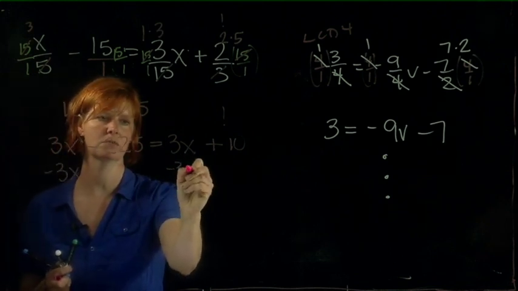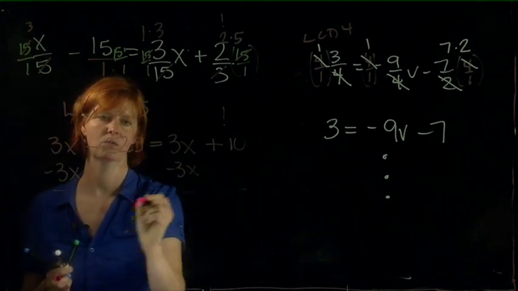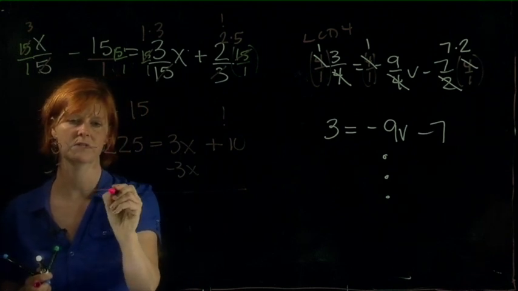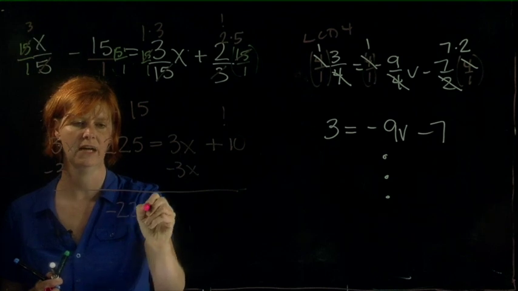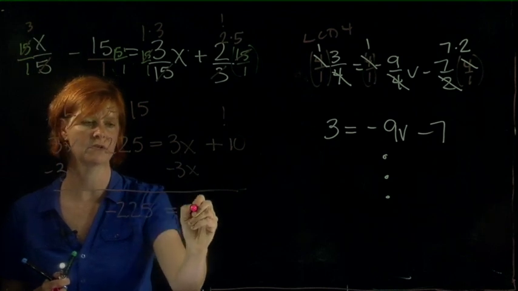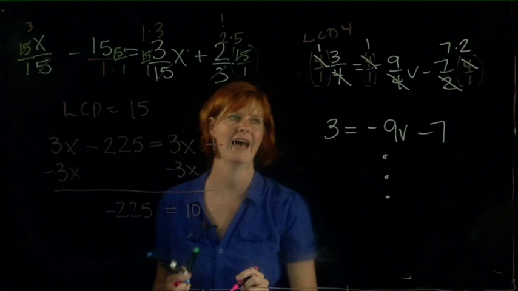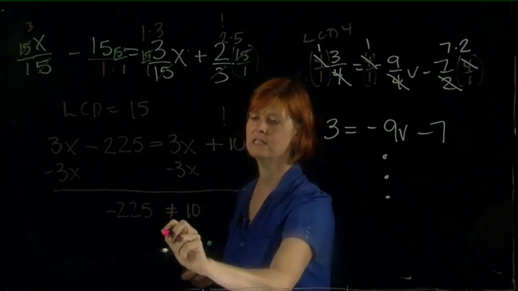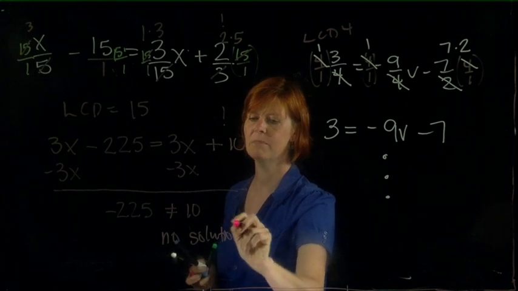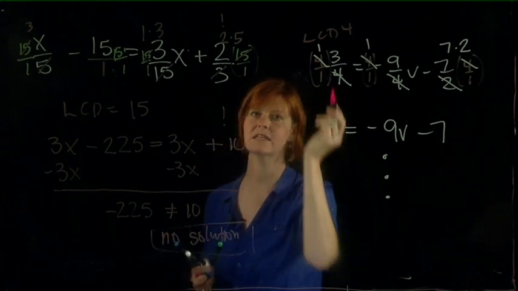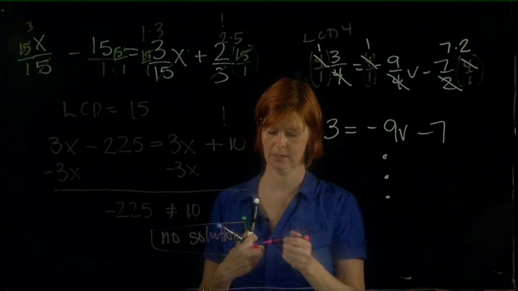We're trying to get the terms on the same side. When I subtract the 3x, what I have is negative 225 equals 10. Now, that is simply false. This means there's no solution. See, I just made this problem up on the fly, and I didn't see that coming. It just happens sometimes.